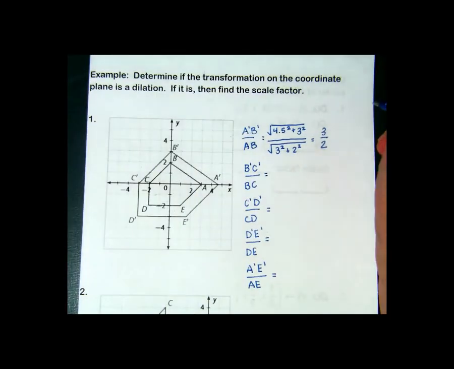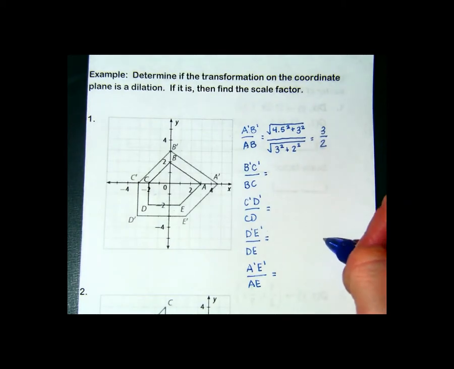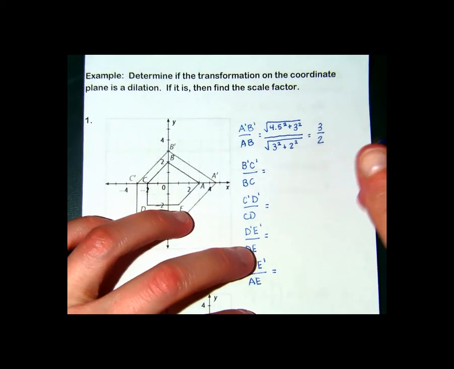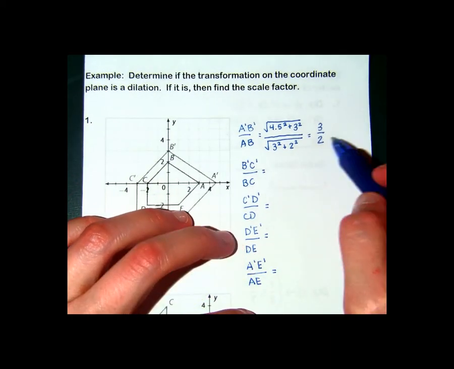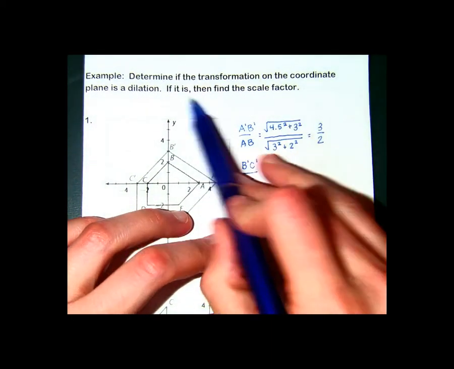So 3 over 2 is what I'm hoping I get for all of these. If I find one that is not 3 over 2, then I do not have a dilation. If all of these come out with 3 over 2, then I've also found the scale factor.